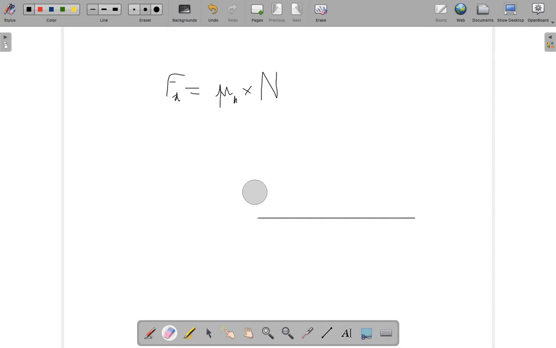And I noticed there's a small error in my static friction formula, but static friction is less than or equal to the static friction coefficient times the normal. Very similar to our dynamic friction. It's just that it's less than or equal to this time. That's because static friction can vary depending on the scenario.